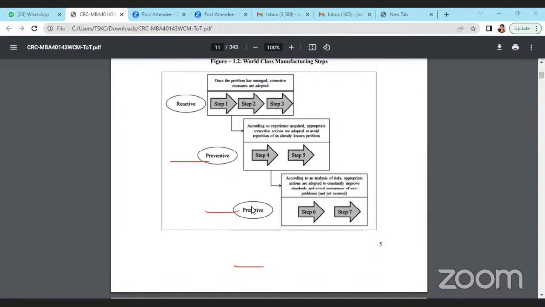And phase 3 is proactive. According to analysis of risk, appropriate actions are adopted to constantly improve standards and avoid occurrence of new problems. And these are the 3 steps: reactive, preventive, and proactive.